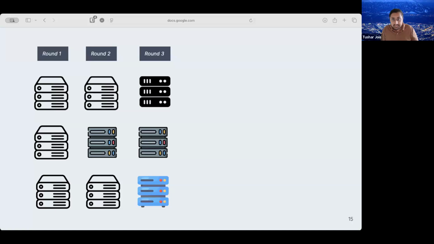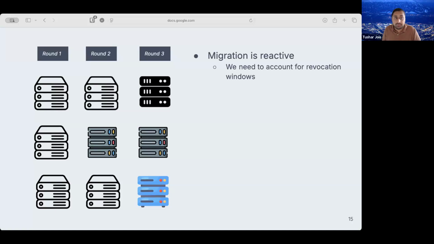Now, there are obviously some details here. The migration system is reactive, so we need to be able to account for revocation windows. I said that you only have 30 seconds, so something that we'll have to evaluate later is that the migration occurs within these 30 seconds.